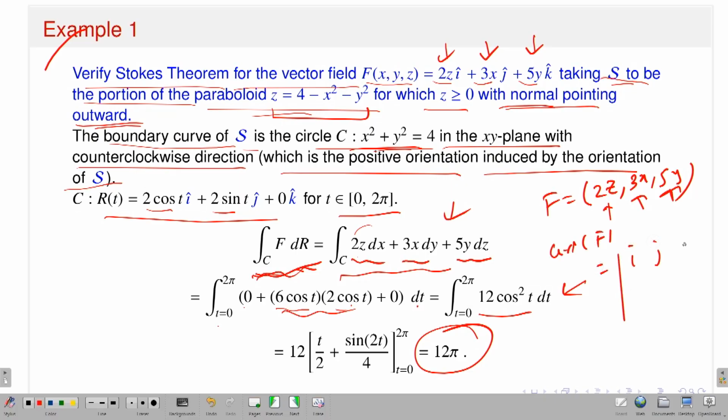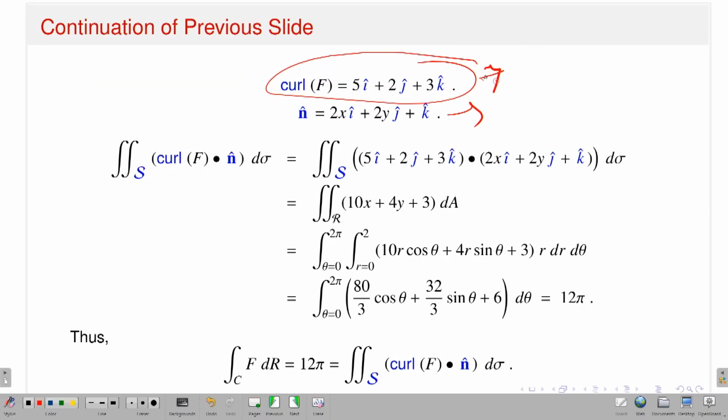It is the determinant formula: i, j, k, then del del x, del del y, and del del z, and the vector field, that means 2z, 3x, and 5y. You just perform this determinant. It is very straightforward, so I am not calculating it in detail. If you do that, you will have that curl of F is 5 i cap, 2 j cap plus 3 k cap. Please do that. Then you come to the unit normal vector. How to do that? What is your surface?